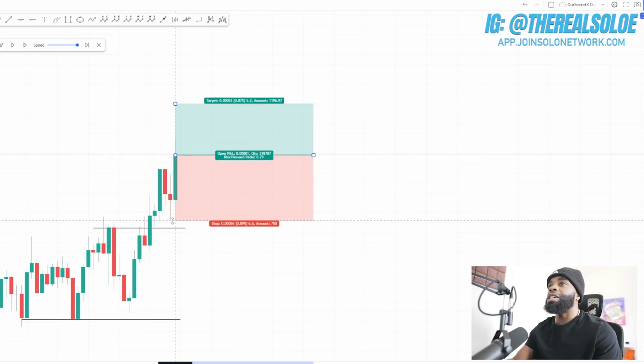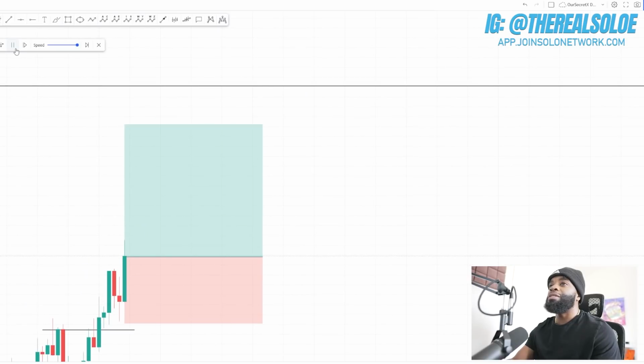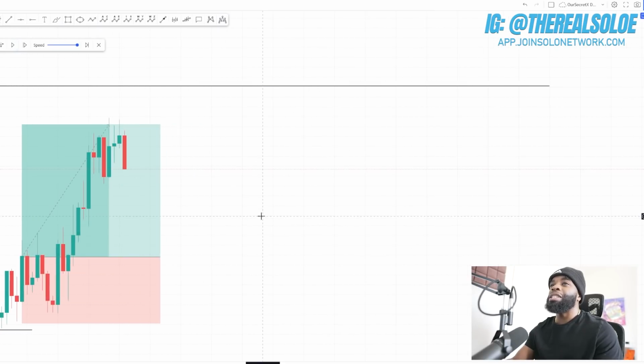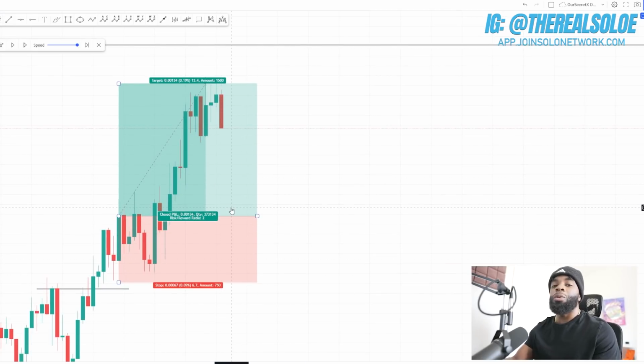Take it here. Stop loss is going to be a couple pips from here, and then we're just going to do the 1 to 2 trade. And then we're just going to play this out and see if this becomes a winner. So it looks like it did smash TP. So we ended up taking 1 win off this trade here.